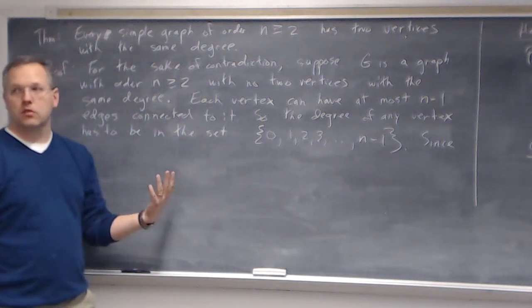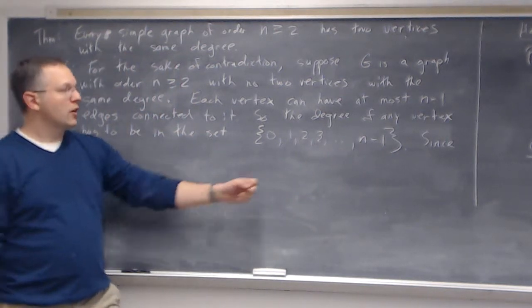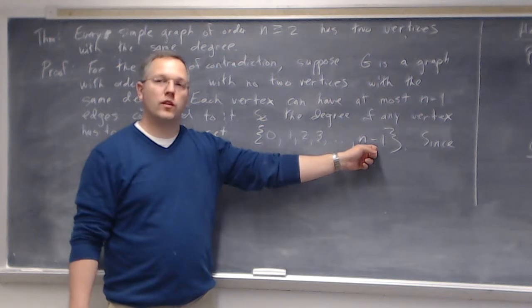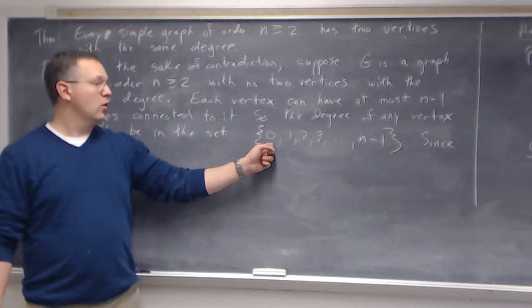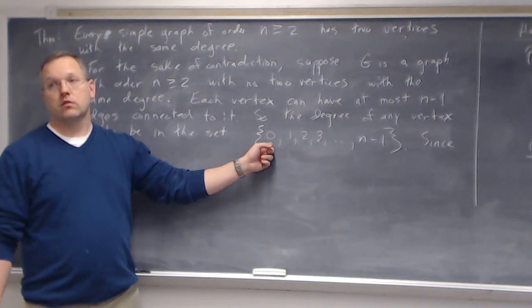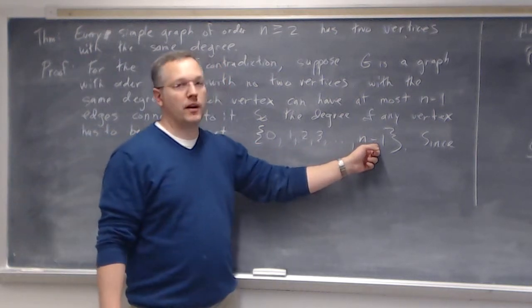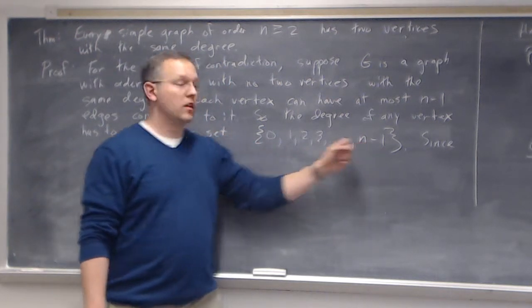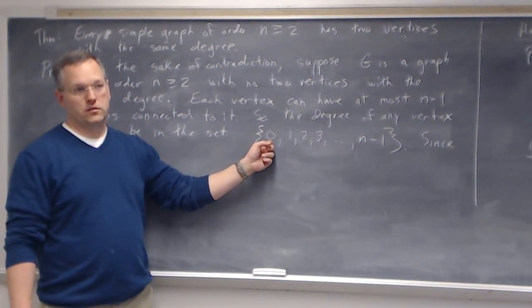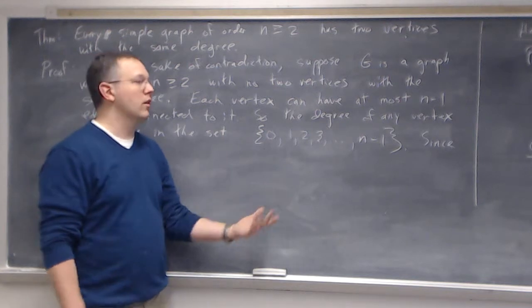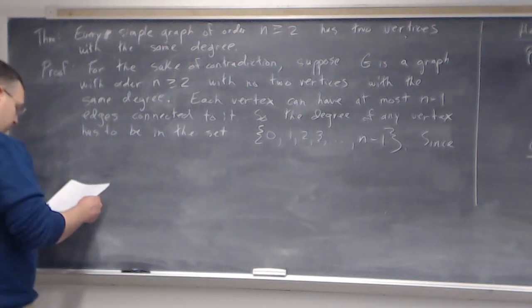Okay, that's not reasonable. But here's the contradiction: you can't have a point with degree n minus 1 and a point with degree 0. Because if the degree is n minus 1, it's connected to all the other points. But if the degree is 0, it's connected to no other points. You can't have both things going on. Okay, so that's the proof here.